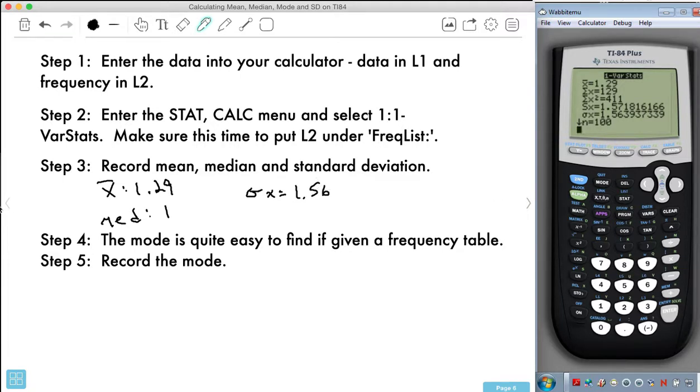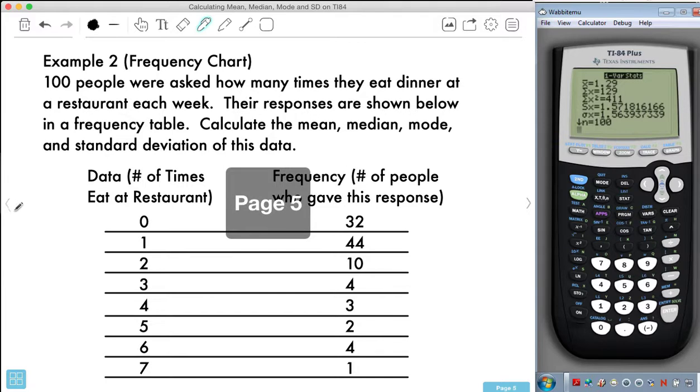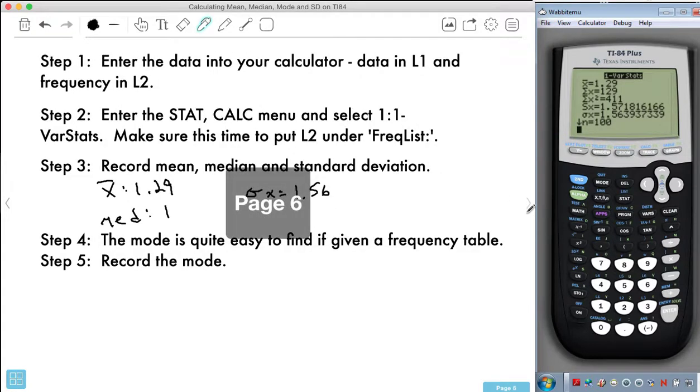Finding the mode, if you have a frequency table, is quite a bit easier. You just look back at the data and look at the frequency and look for the item that showed up more than any other item. People who ate out 1 time a week, there's 44 of them, they occurred more than any other item. So my mode would be 1. And that's how you get your graphing calculator to help you calculate mean, median, mode, and standard deviation.